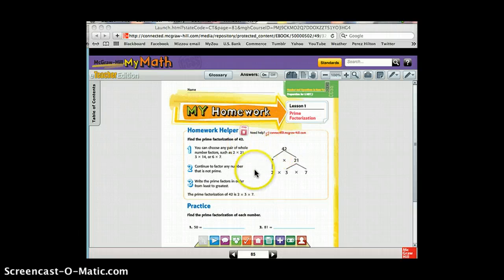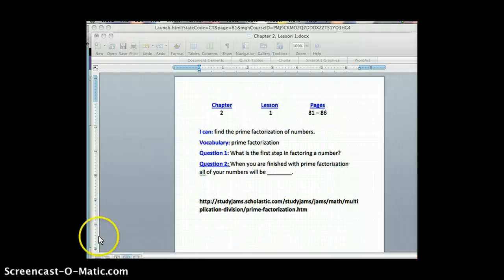It's just showing you that tree again and walking you through the steps. All right, so let's look back at our questions. Answer question 1 and 2, and if you're stuck on either of those, I would go back and look at this video and try some of the examples.